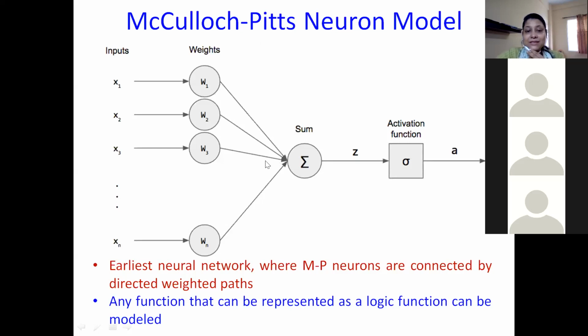We are very much familiar with the activation function, and we have already said that in the McCulloch-Pitts neural model, all these activation functions are logic functions. So any function that can be represented as a logic function can be modeled by this particular neuron model.